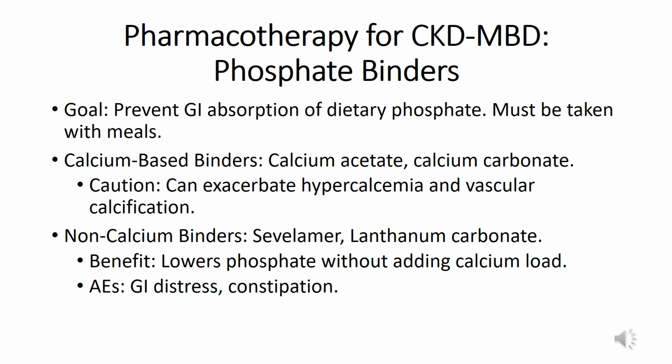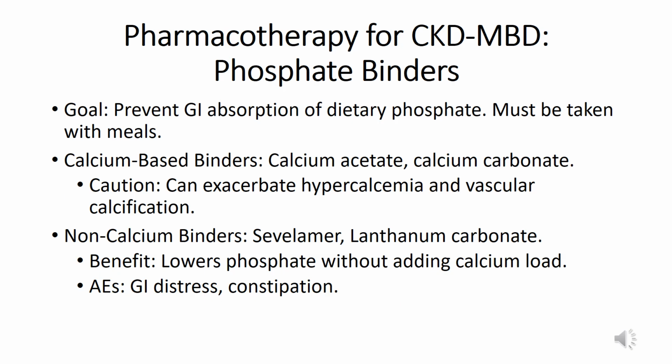So one of the first lines of therapy is phosphate binders. These are medications that act inside the gut. They do not work in the bloodstream. Their job is simple but powerful. They bind dietary phosphate before it is absorbed. Then the phosphate is eliminated in stool. But timing is critical. They must be taken with meals. If taken on an empty stomach, they do very little.